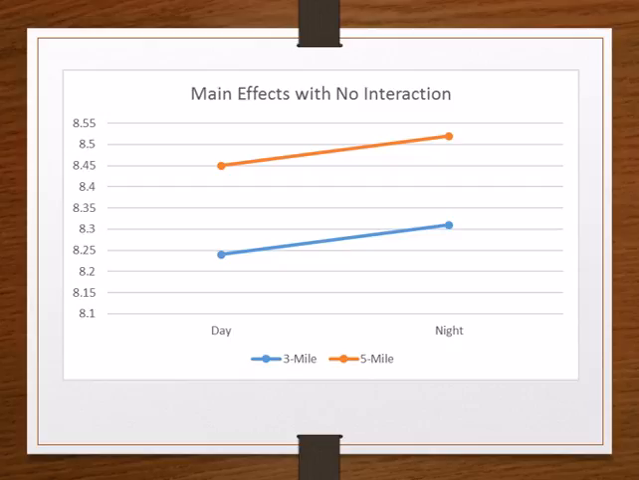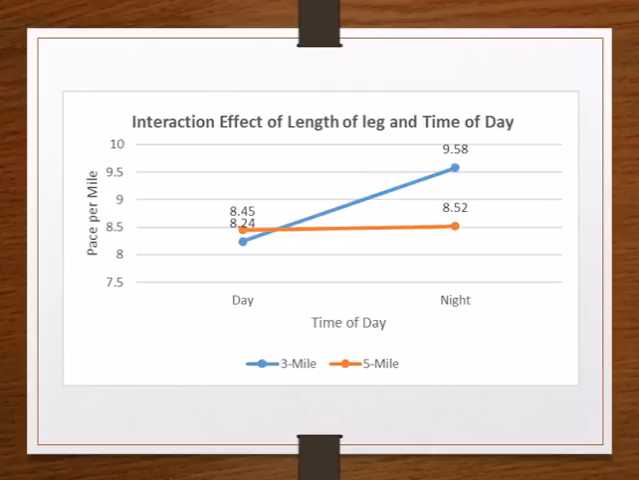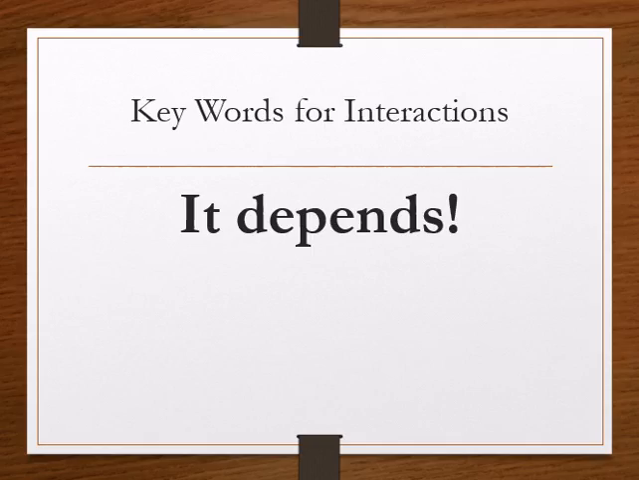And so when we see, for example, lines crossing in a graph, then we know that there's some sort of an interaction happening, that something in one variable is causing change in another variable. So I'm going to give you a helpful way to think about interaction effects. Are you ready? Just think of the words, it depends. And here's what I mean.